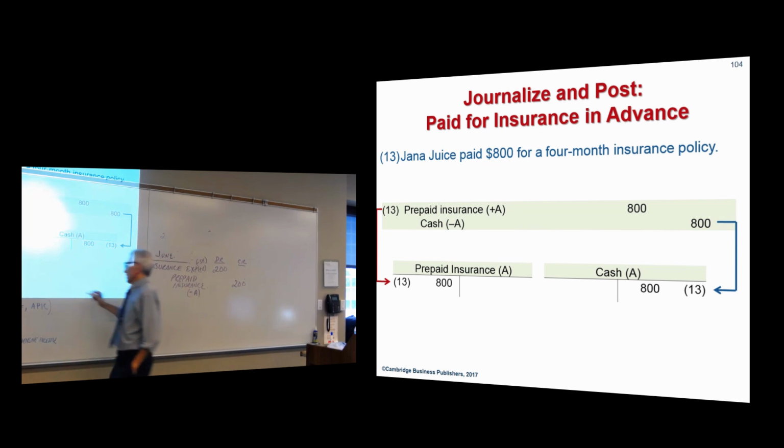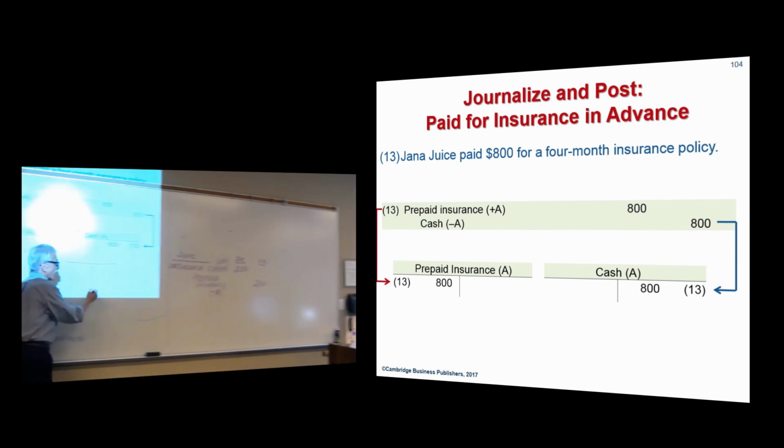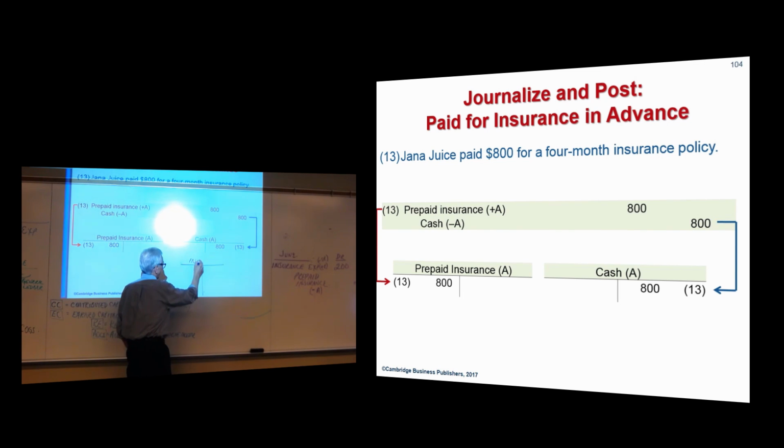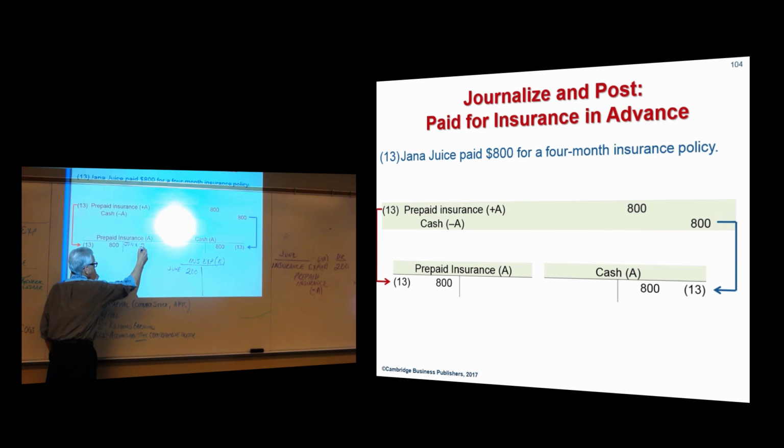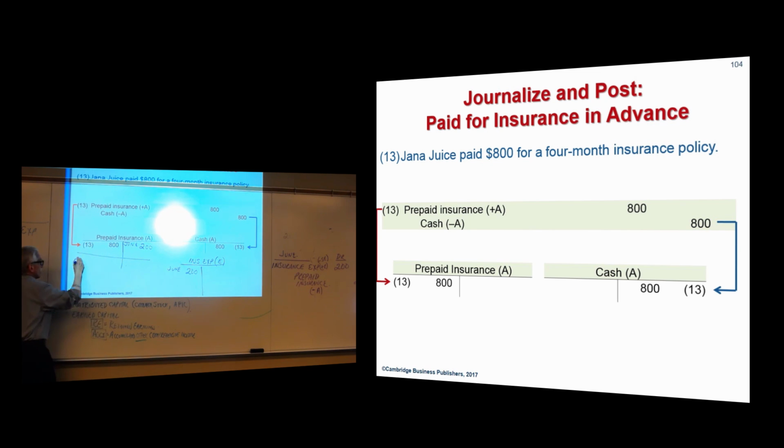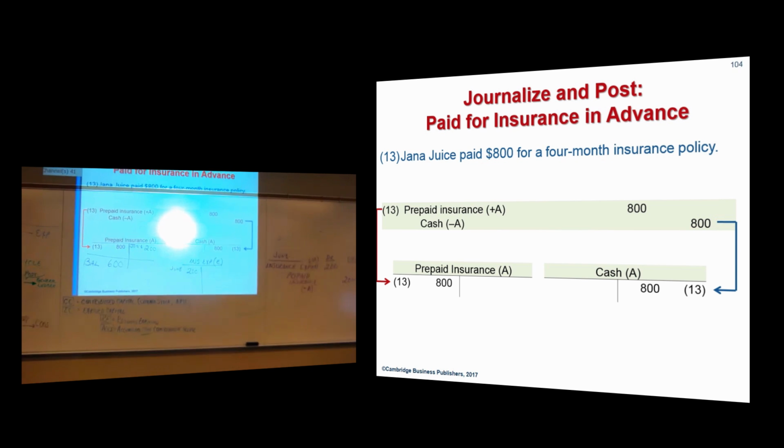On the T accounts, and I'll leave you with this one before the break. Insurance expense is going to be debited. This is for June, 200. We're going to credit prepaid insurance, and the balance is 600.